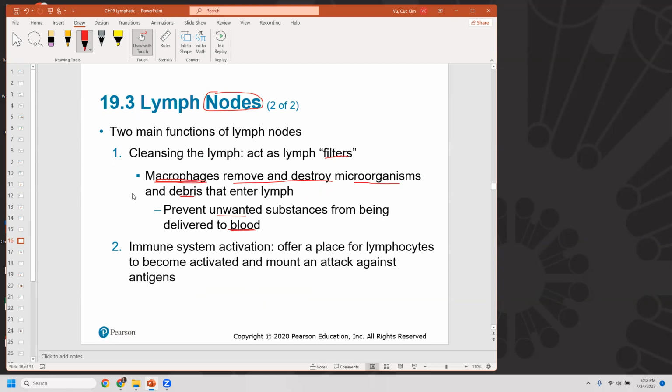But normally what it's supposed to do is be your immune system. It offers a place for the lymphocytes to become activated as well as mount an attack against any non-self antigens. Okay, normally it should be non-self antigens. Unless you have an autoimmune disease, which we'll talk about on Wednesday, okay? Then in which case it will attack self antigens. But the lymphocytes will become T and B cells, and the T and B cells will mount an attack against the non-self antigens.